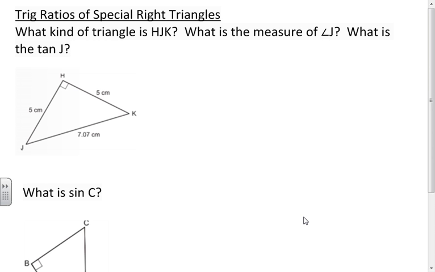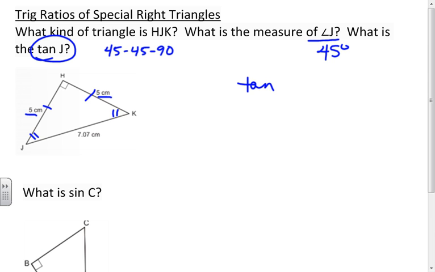Part 2 is going to continue to use our special right triangles and our SOHCAHTOA properties. So if I look at this example, what kind of a triangle is triangle HJK? Well, if I notice here and here, these are the same, this means it's a 45, 45, 90 triangle. So the measure of angle J is 45 degrees, and then it's going to ask me the tangent of J, and if I go to my table, the tangent of 45 degrees is 1.